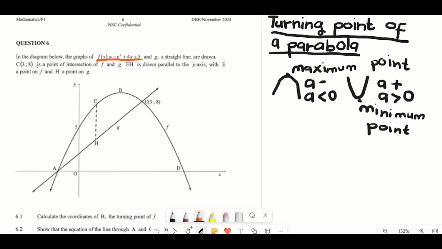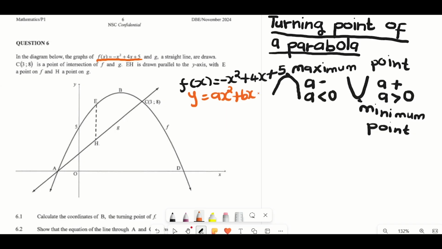Then they've given us C. They're telling us that it's a point of intersection of f and g, and that EH is drawn parallel to the y-axis, with E a point on f and H a point on g. All that information at this point is not really relevant to us. What is relevant to us is the equation they've given us, which is f(x) = -x² + 4x + 5.